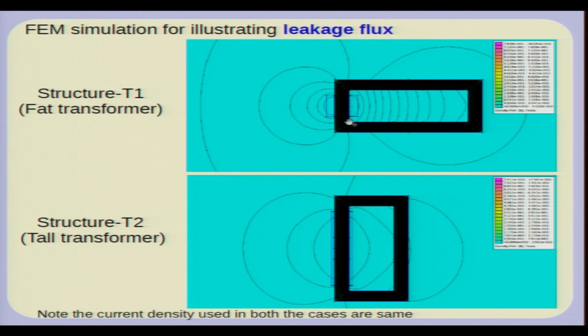This appears black not because it is made black, but because the flux density lines inside the core are much more dense. So, that is why it appears black. What it really shows is most of the flux flows along the ferromagnetic path, but what you are seeing here is what flows outside. Okay. What flows outside is much higher in the short transformer compared to the tall transformer. Otherwise, both the transformers are identical in all other aspects.